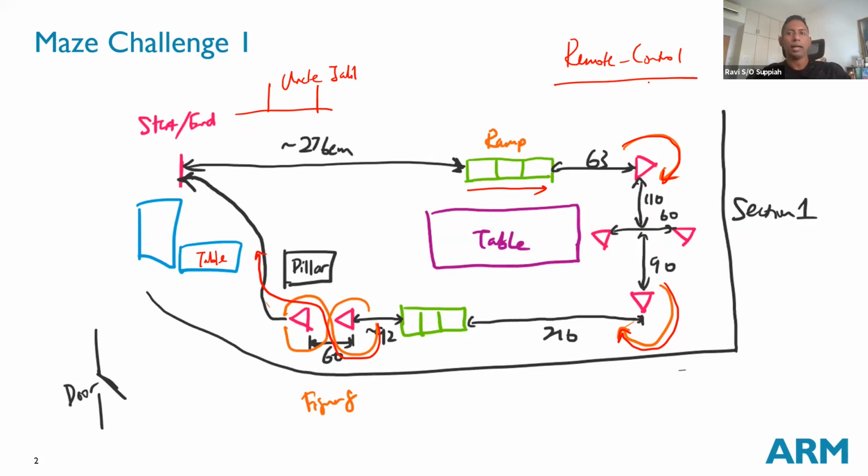For challenge 1, you are operating in the remote control mode. That means you are actually controlling it, so you have full control over how the robot is going to behave. So you need to practice.